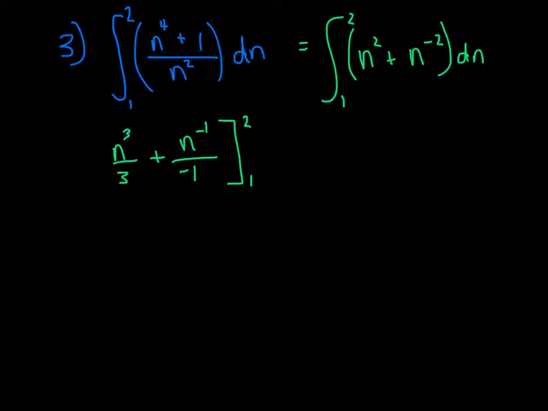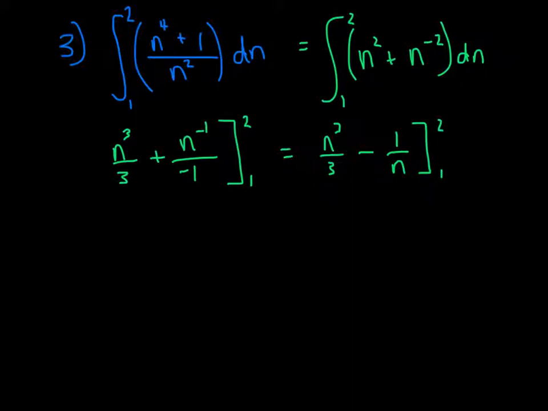Okay, I'm going to take one more step just to rewrite this to make it look a little bit more like I like it. So I'm going to keep the first one, n to the third over 3. But then what does this turn into here? All right, well, I know n to the negative 1 is the same as, hopefully we're all saying, 1 over n. And then divided by negative 1 is just going to really negate it. So I'm going to write this as minus 1 over n. And again, that's from 1 to 2.